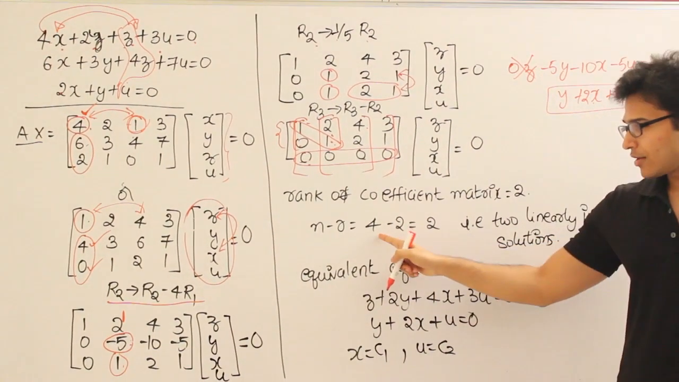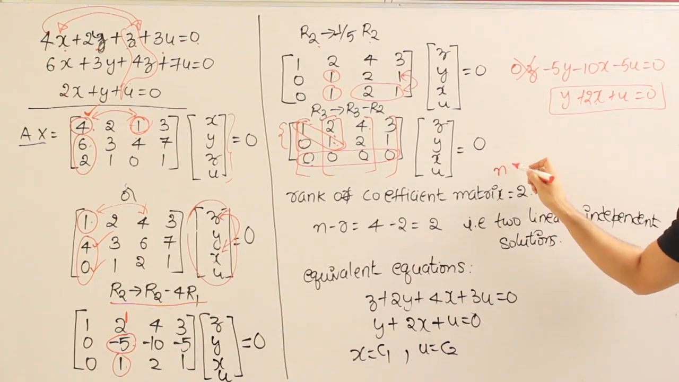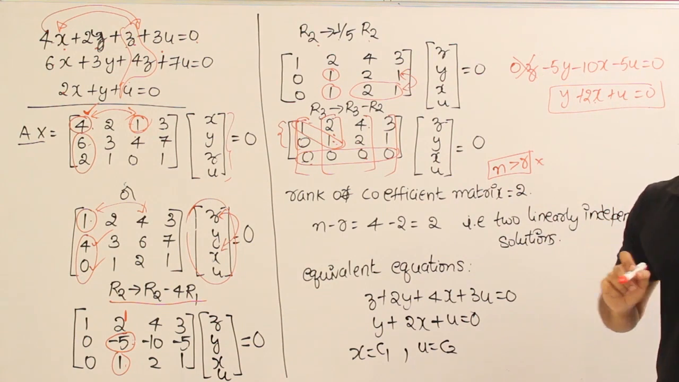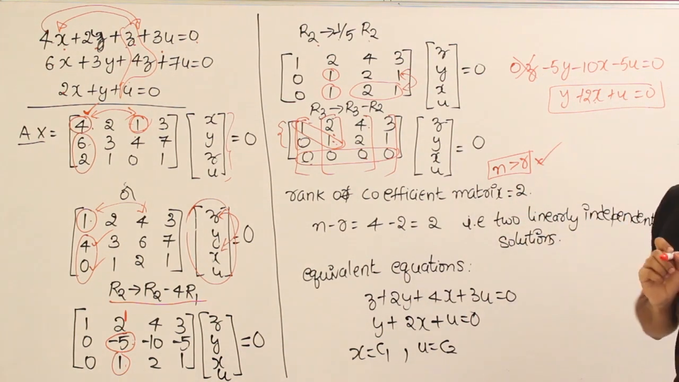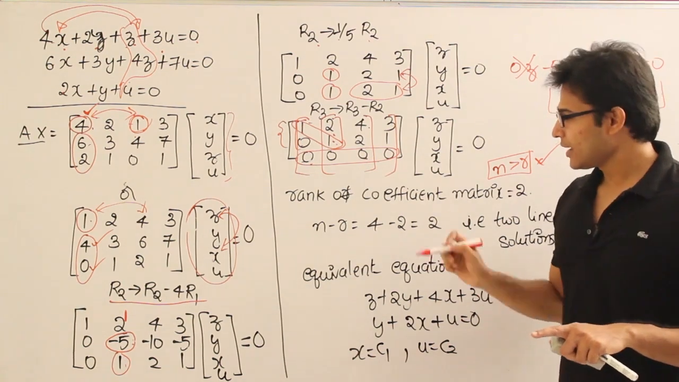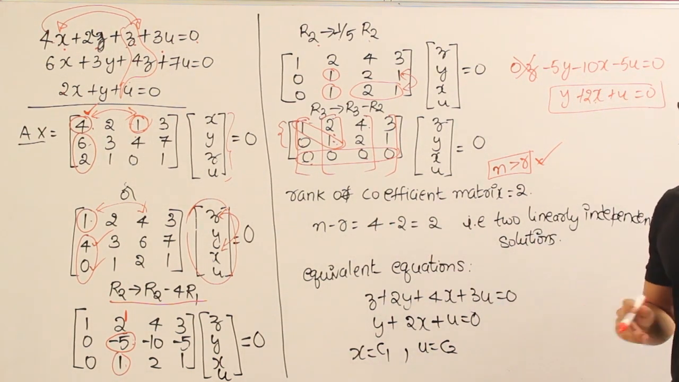So n minus r turns out to be 2. So here n is greater than r. Now what is the condition I told you? Whenever n is greater than r, if this condition holds, then we have infinite number of solutions and we have n minus r linearly independent solutions. That is what we say.